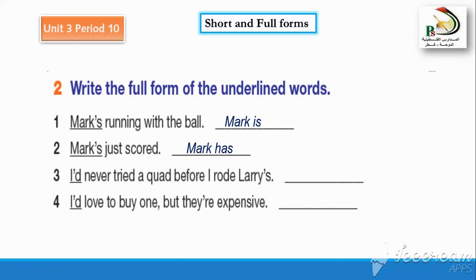Now I'd never tried. Is it I had or I would? Look at the verb. It is in the past participle. Of course, it would be I had, past perfect. Focus on number 4. I'd love to buy one, but they are expensive. I had or I would? I would, because the verb is in the present.